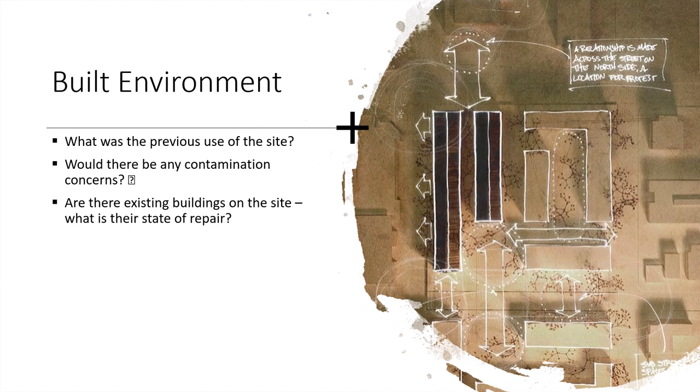Are there existing buildings on the site? What is the state of their repair? Is there any sign of subsidence or settlement damage? In some cases, when you have a new site that was previously used, for example, as a landfill, when you put a building on top of it, it usually settles down until the soil underneath is compacted. It's a big issue in terms of the stability of the building, and is also affected in terms of flooding.